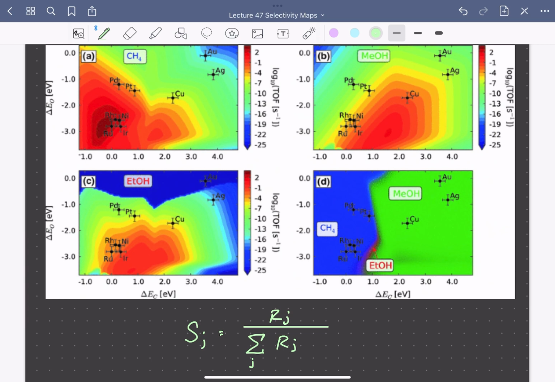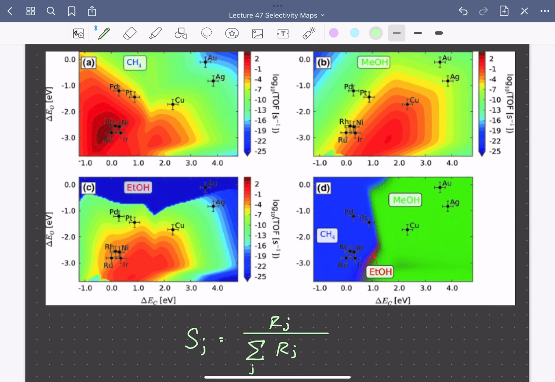And finally, we can see that the region where selectivity to ethanol would be predicted is very small, and it also occurs in a region where no monometallic catalysts lie. So this explains the observation that no catalysts have been found which are highly selective to higher alcohol synthesis. So now we've seen how descriptor models can help us not only understand activity for a single reaction, but also selectivity when multiple reactions are present.